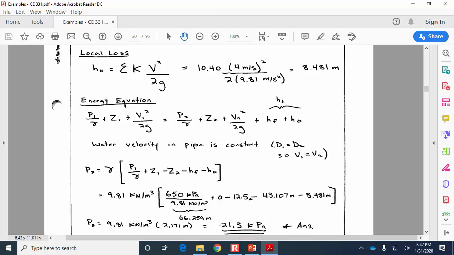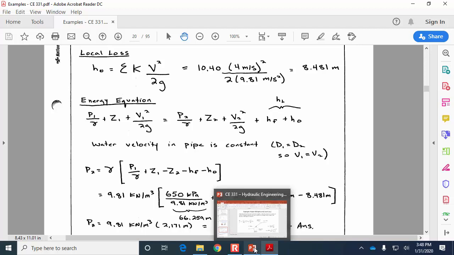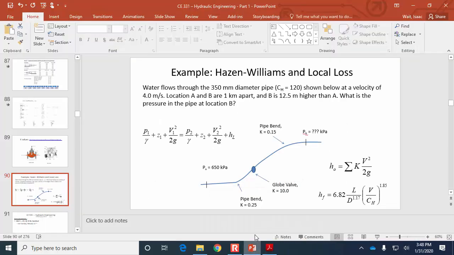And that's not enough. The minimum during an emergency, most municipalities insist on at least 140 kilopascals to prevent contamination of the pipes. And a more typical operating range for a municipal water system would be starting at a low of 240 kilopascals. And so under these conditions, like if this was an actual design, what we'd say is probably that pipe is too small.